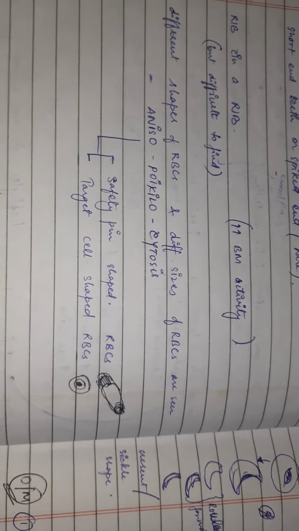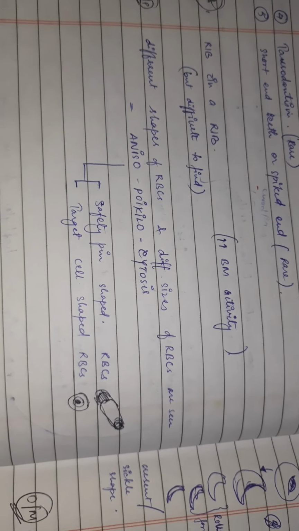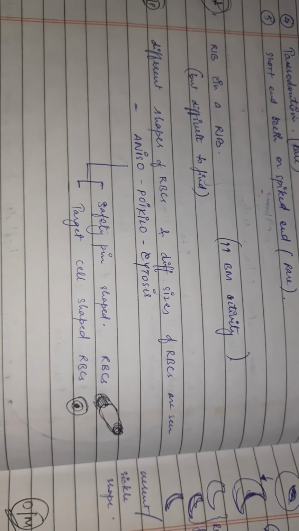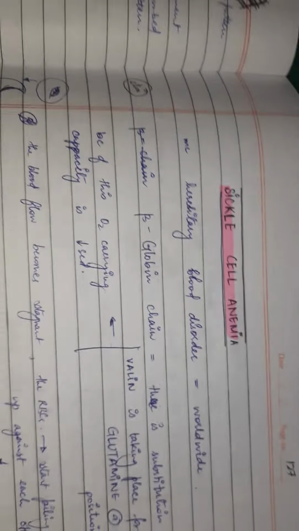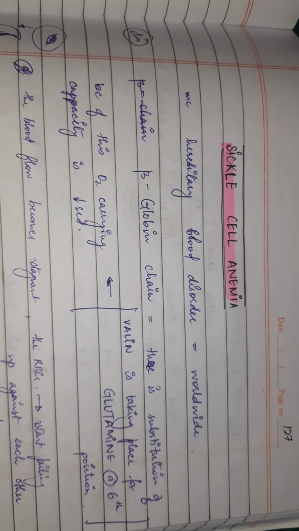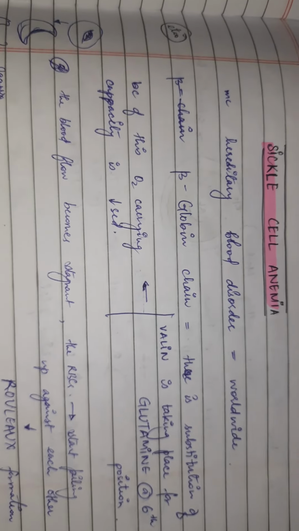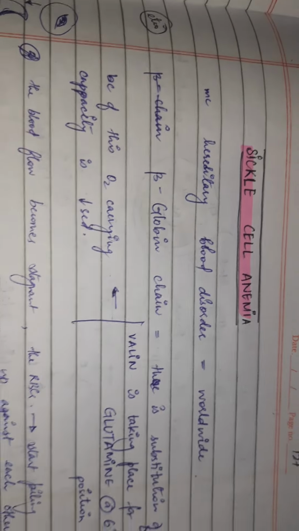Okay, so different shapes of RBCs are seen, and different sizes: anisopoikilocytosis. Now the next disease is sickle cell anemia, the most common hereditary blood disorder worldwide. It is the most common hereditary blood disorder worldwide. The etiology is in the beta globin chain.